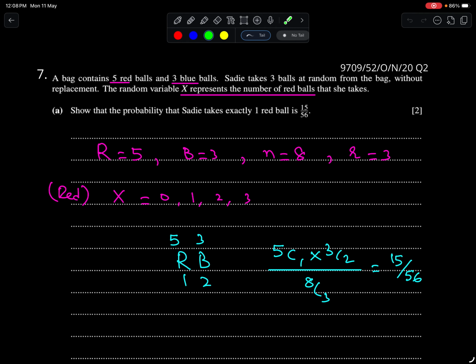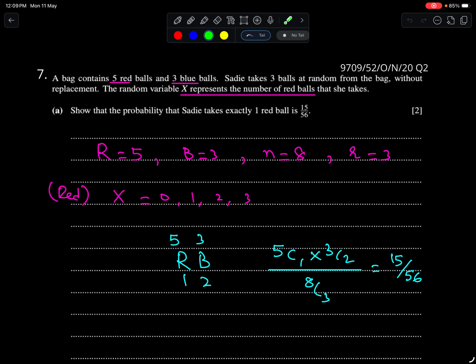A bag contains 5 red balls and 3 blue balls. Sadi takes 3 balls at random from the bag without replacement. For without replacement, you can use combinations. The random variable x represents the number of red balls. Now, you have to decide the values of x. First part, show that the probability that Sadi takes exactly 1 red ball is so simple. 1 red ball out of 5, 2 out of 3. So this is the probability through the combination method.